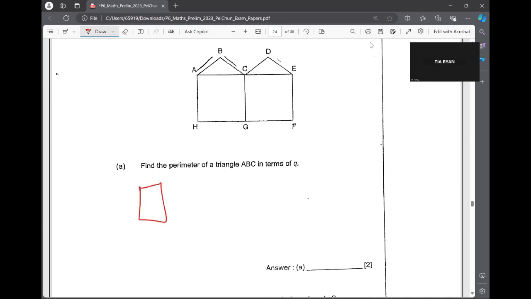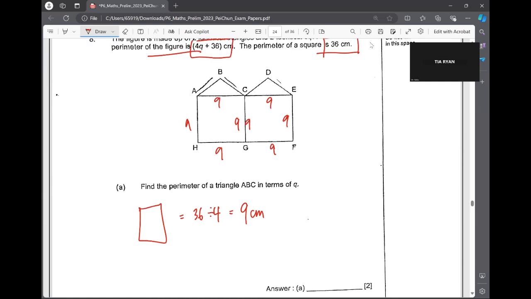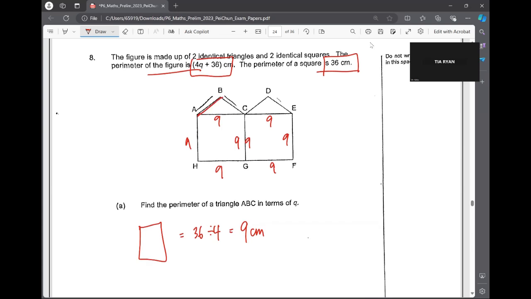I'll first find out, if 36 cm is the perimeter of a square, 4 sides, right? So I'll take 36, divide by 4, and I'll get the length of the square, which is 9 cm. So this is 9, 9, 9, 9, 9, 9, 9, 9. All right, next, I will have to find this length, or the length of the triangle.